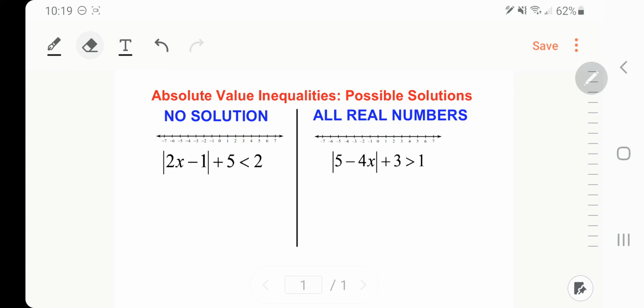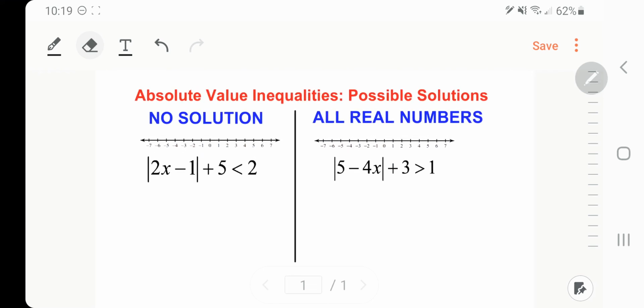Okay, now looking at the first one here, we'll take a look at something that has no solution. We're going to start solving this the same way we've done all of our absolute value equations and inequalities. We're going to isolate the absolute value first. Now what I end up with here is the absolute value of 2x minus 1 less than negative 3.